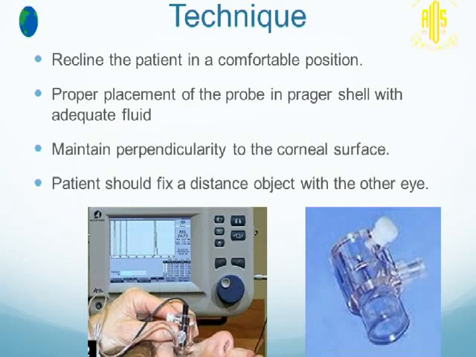Recline the patient in a comfortable position. Proper placement of the probe is in the Prager shell with adequate fluid. Maintain perpendicularity to the corneal surface. The patient should fix at a distant object with the other eye.